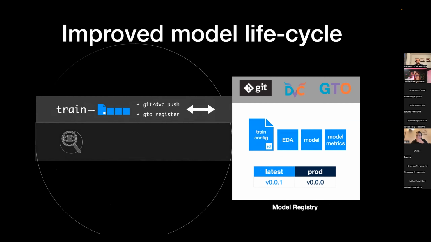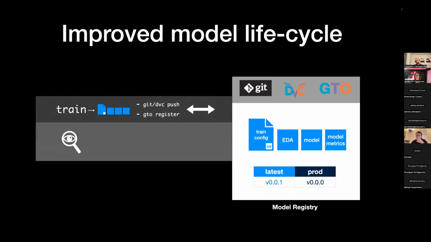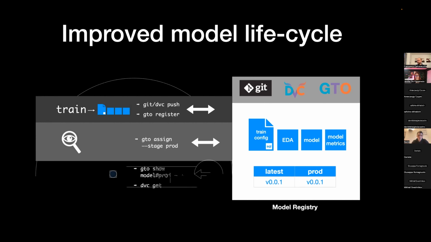Then a data scientist would manually inspect the model. I didn't change this at that stage. And then use a GTO assign stage prod. And this way, in prod, I have the latest version of the model. Okay, I can always roll it back if I want to with the proper command from GTO. In this case, I went forward.